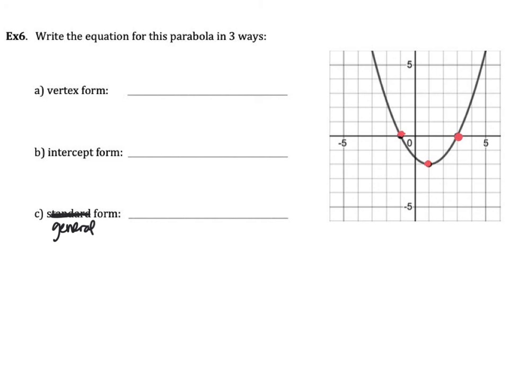So what is my vertex? My vertex is right 1 down 2. So my vertex form, I could use that, or I have x-intercepts. My x-intercepts are negative 1, 0, and 3, 0. That's going to help me with my intercept form. And then your general form should be relatively straightforward. All you're going to do is expand either your vertex form or your intercept form. So pause. Try that on your own.